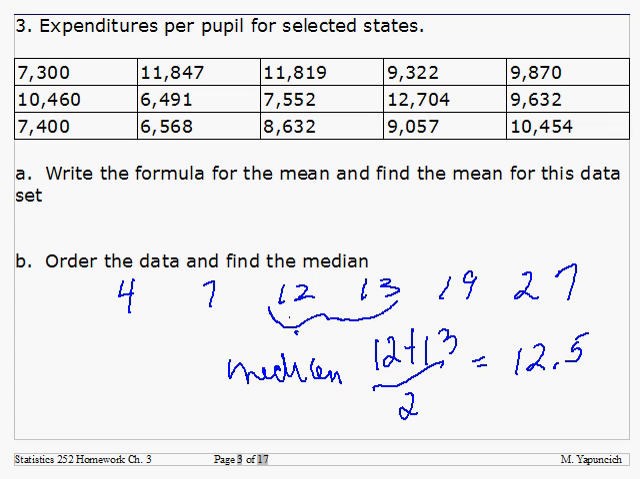That's how you find the median. Write the numbers in order. If it's an odd number, just pick the one in the middle. If it's an even number, find the two in the middle and average them. Now the mode is the number that occurs most frequently.